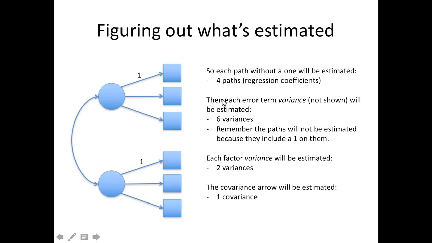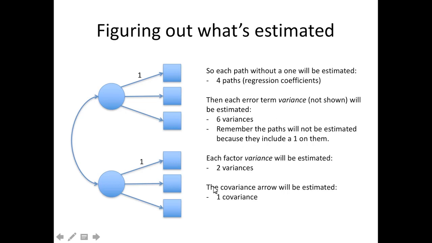Each error term is also going to be estimated. Remember, error terms are not shown in the pictures we're going to create. Everything with a single-headed arrow gets an error term. So I've got 6: 1, 2, 3, 4, 5, 6. This doesn't count because it's a double-headed arrow. So we've got 6 variances. This path isn't estimated, but the error is. Each factor is going to have a variance, so a variance here and a variance here. That's 2 of them. Each circle gets a variance term. Not error, variance. Different thing.